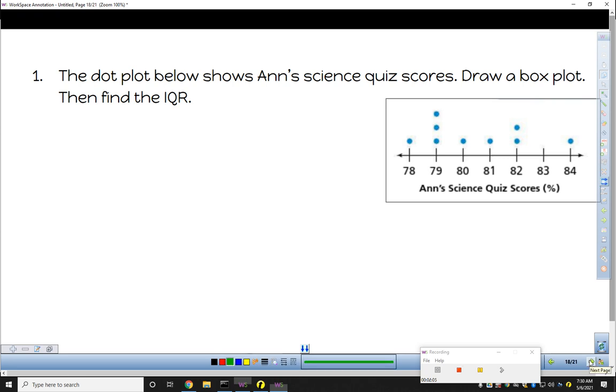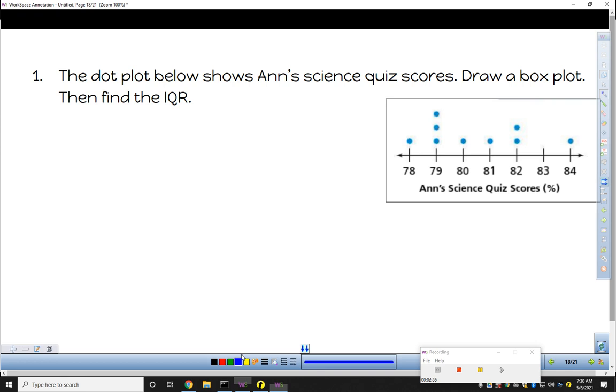The dot plot here shows Anne's science quiz scores. I'd like you to draw a box plot and then find the interquartile range. So I will help you get started, but then I am going to pause the screen and do the work off camera. So I would invite you to try your best to construct this box plot on your own.